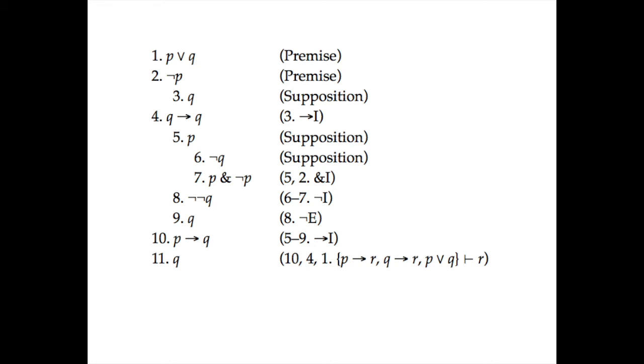And now you can see we have P or Q, we have P arrow Q on line 10, we have Q arrow Q on line 4, and that gives us Q. All right, and I've written down in the parentheses the inference rule that we could use to prove that, right?